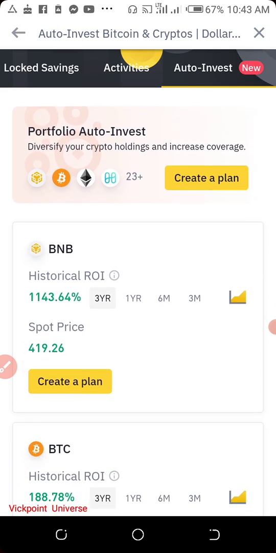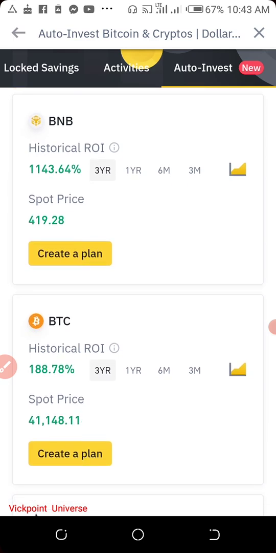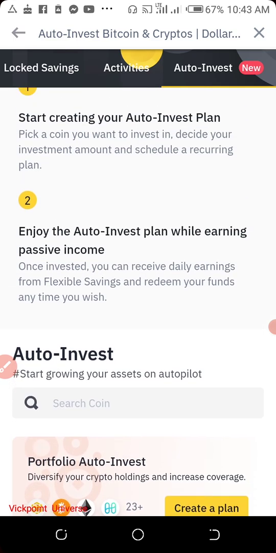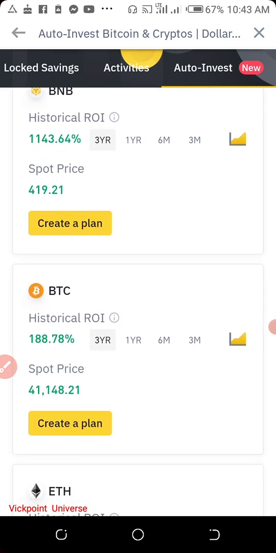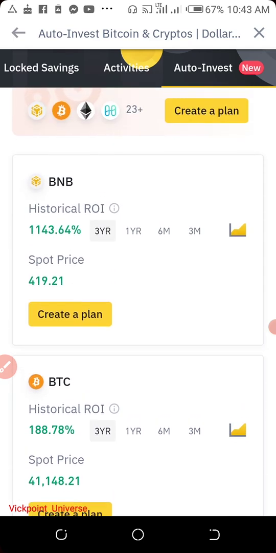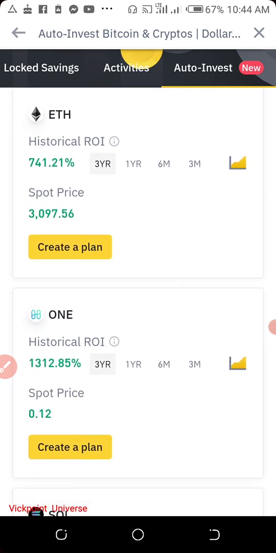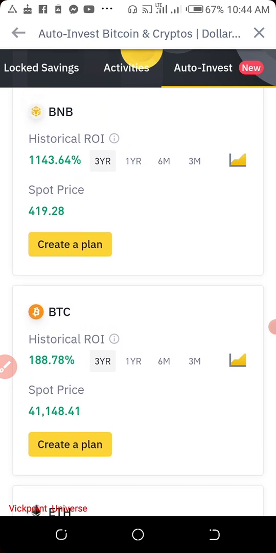Auto Invest is actually good because I myself have made money with Auto Invest in the past few years. Even before Binance added Auto Invest, I had started saving money using the Auto Invest strategy. Okay, so with Auto Invest you can actually make a lot of money, but remember, it's not all coins that can really make you a lot of money using Auto Invest. The best coins for Auto Invest are BNB, BTC, then Ethereum. These three are the best coins you can use for Auto Invest if you don't want to lose your money.